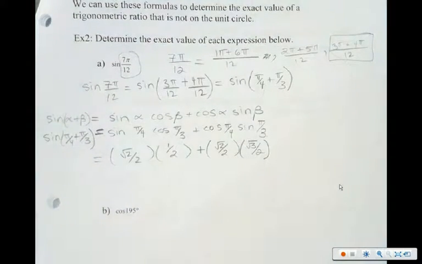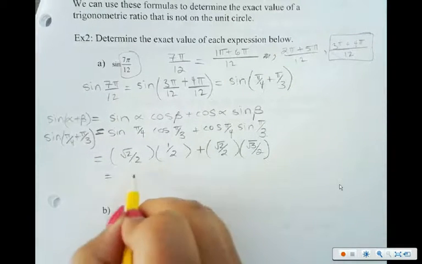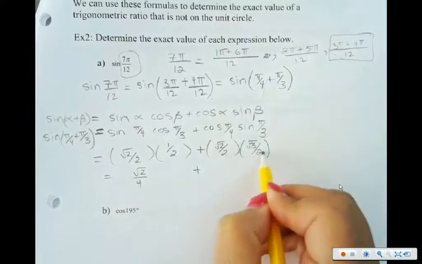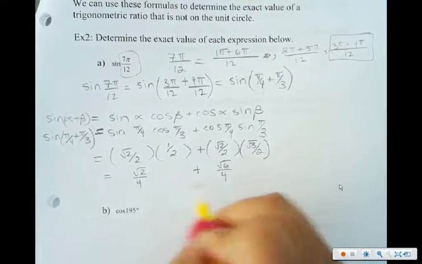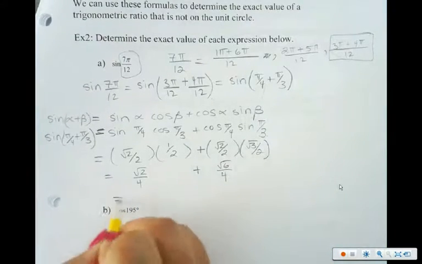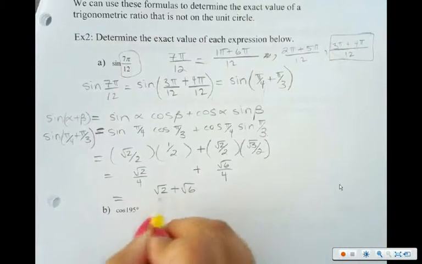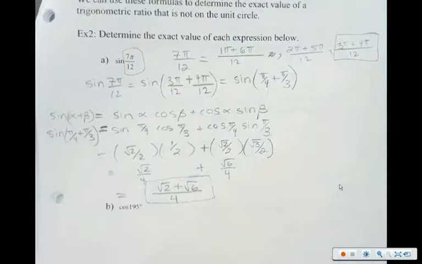Okay, see how we took everything, we broke it up into simpler pieces. Even though it's longer, the individual pieces that we're working with are much simpler to deal with. So now I could just take these values and multiply them together, which gives me root 2 over 4, and these two multiplied together gives me root 6 over 4, and then I've got a common denominator already, so I just need to add the numerators, and I get root 2 plus root 6 over 4, and that's my answer.